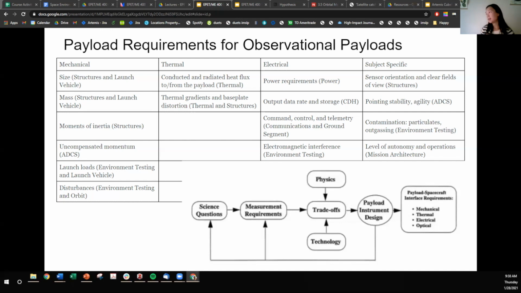Your payload may need some kind of pointing, stability, precision, or agility. So like the agility is how fast you slew or you're tracking some kind of motion. The subject might be sensitive to contamination. So that comes from environment testing. And then also your subject may need some level of autonomy or operations, which comes from a mission architecture.